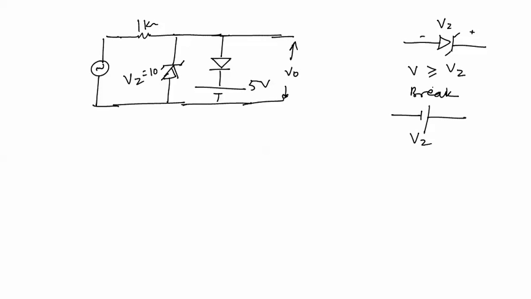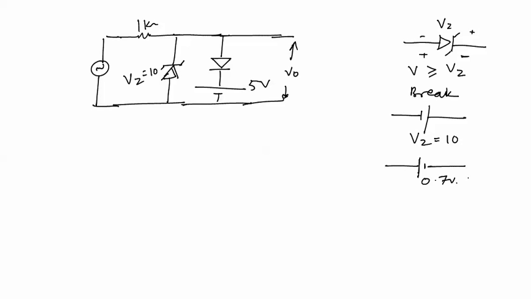And if this diode is forward biased, means with this polarity, then this diode will be replaced with a 0.7 volt battery. This is how a Zener diode will operate.